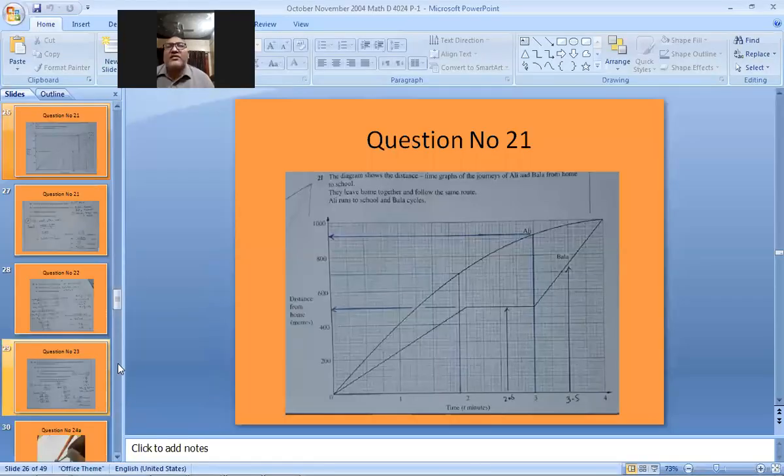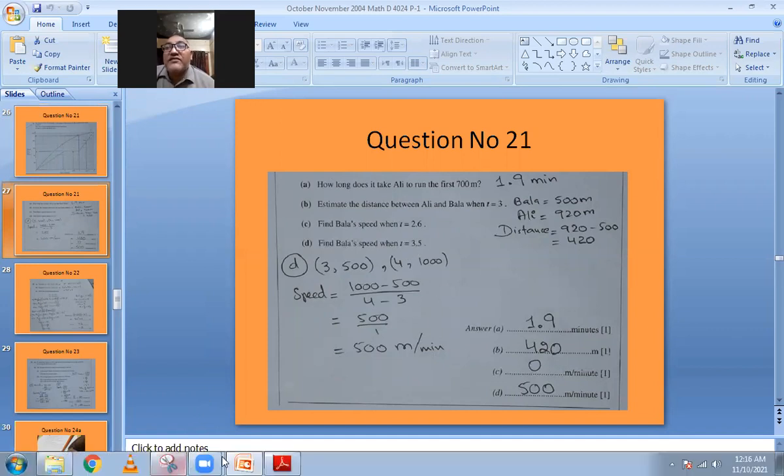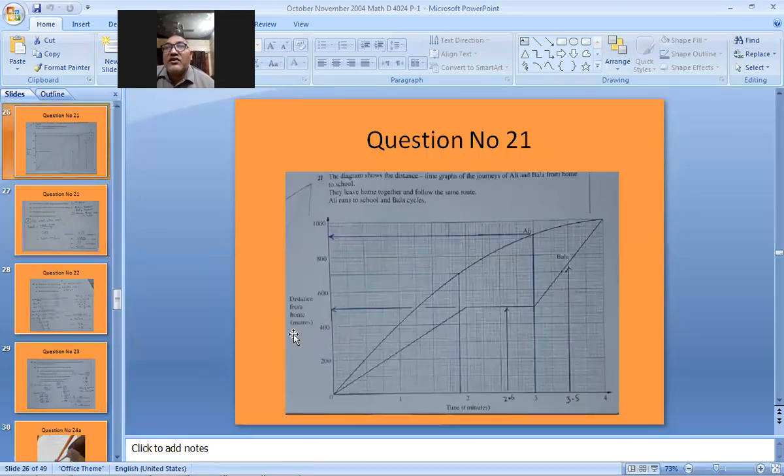7.40. So let me check my answer first. Okay, so find Bala's speed when the time is 3.5. I forgot one thing to tell you. It's not the speed time graph. It's the distance time graph.